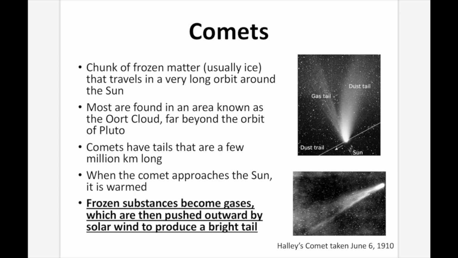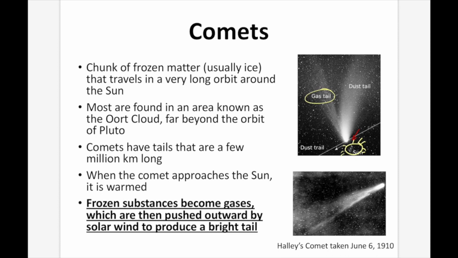So you can see in this picture right here, the sun is located right here, and this is the comet. You can see the head of the comet right there, the bright streak. Now, the part of the comet that's facing the sun is being warmed very quickly by the sun, melting a lot of the ice and creating a gas. That's this gas tail right here. And if you look in the bottom right-hand corner, that's a very famous comet. Most people have heard of it. It's called Halley's Comet, and this picture was taken June 6, 1910.